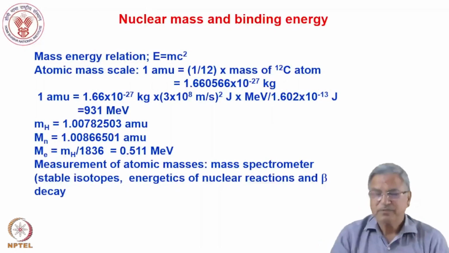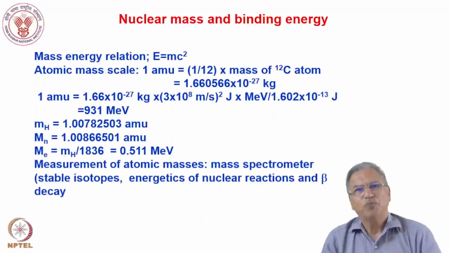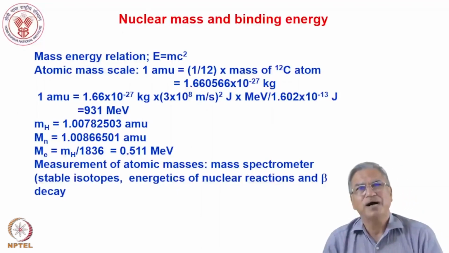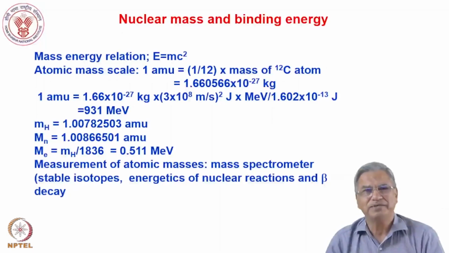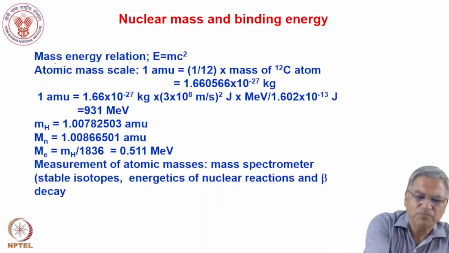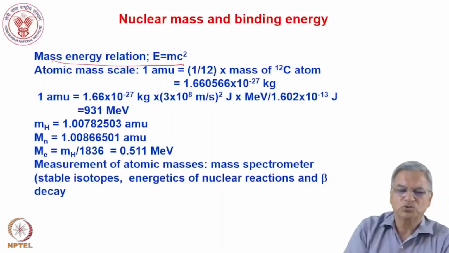Another important property of nuclei is nuclear mass and binding energy. The mass and energy are interconvertible, and so you will find that several times you can use mass and energy to replace each other. So we use the famous relationship of Einstein, E equal to mc square.